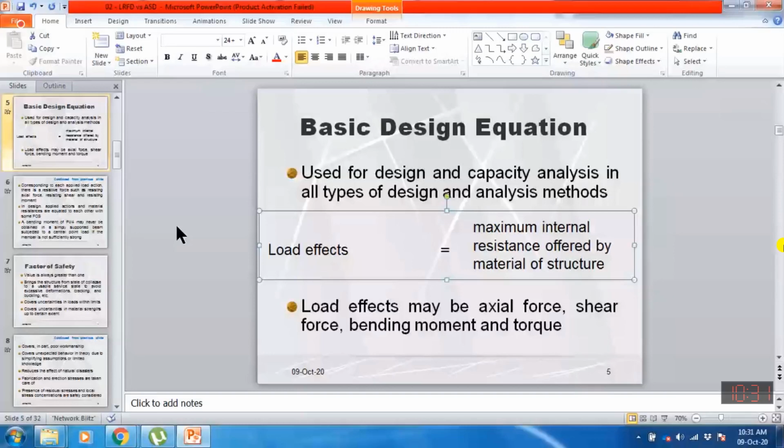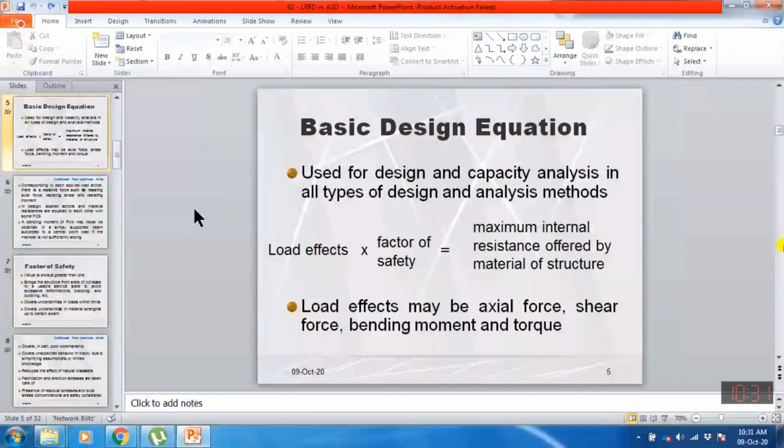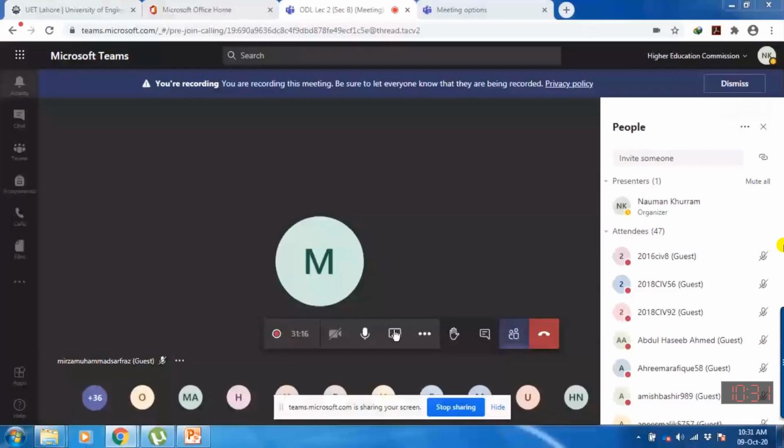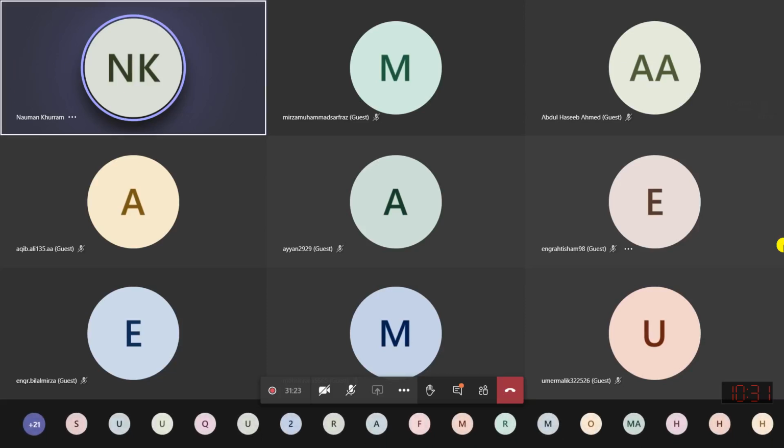Okay, I will use the whiteboard. I will try to write equation maybe by mouse. So maybe handwriting may not be proper.